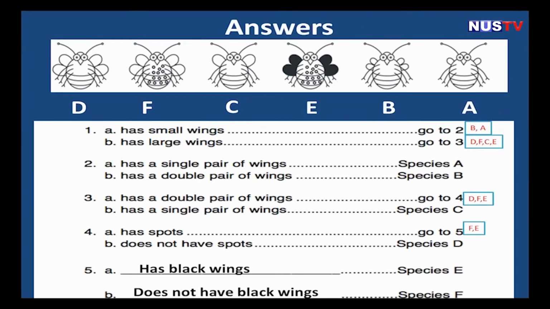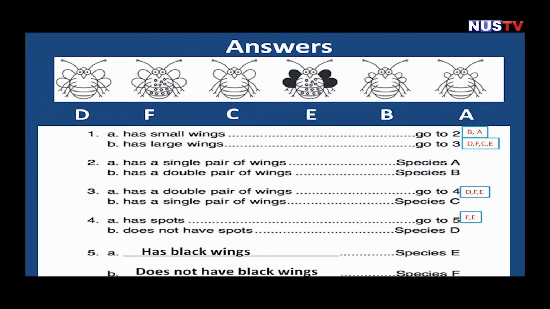Okay, great. So let's look at the answers. The answers should be D, F, C, E, B, and A. So it has small wings. You look at the diagram. Which of the bees have small wings? You have species A and species B. So at the far end, they have small wings.